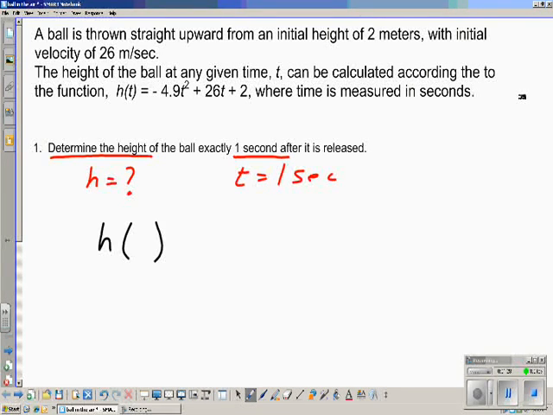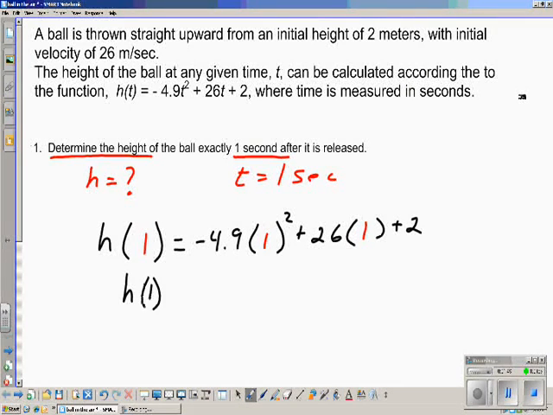Well, if you look at the variables that are given to us, I'm going to fill in all the times with 1 second, because that's what's given to me. And of course, they're going to ask me for the other variable. They're going to ask me for the height. So if I simply put the ones in here, I'm going to read this as height after 1 second equals negative 4.9 times t squared plus 26 times t plus 2. And you run some numbers through here. And we're going to come up with the height of the ball when the clock reads 1 second.